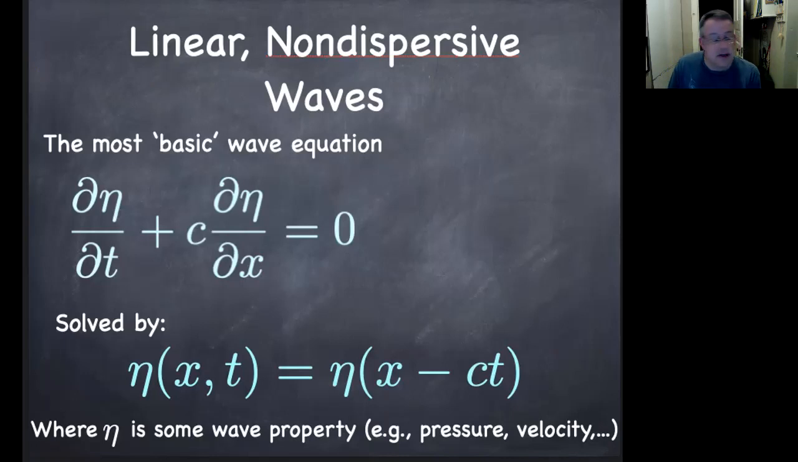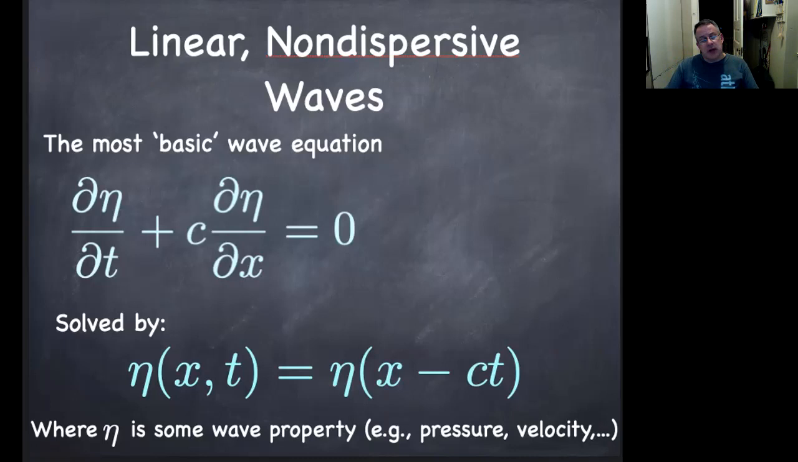Okay, what's an equation that, unlike the inertial oscillations, actually does have a solution that is a wave? Well, here's the most basic wave equation. It's the linear non-dispersive wave equation for a unidirectional wave. So here we're just looking at 1D in x. C is a constant.